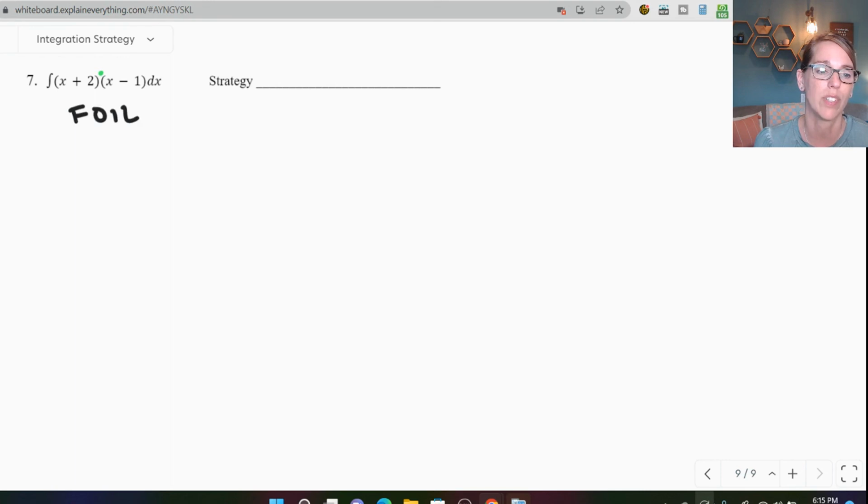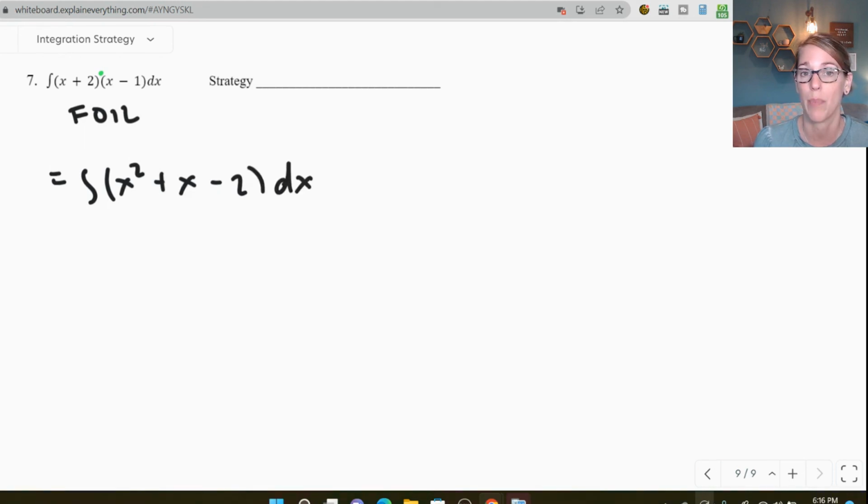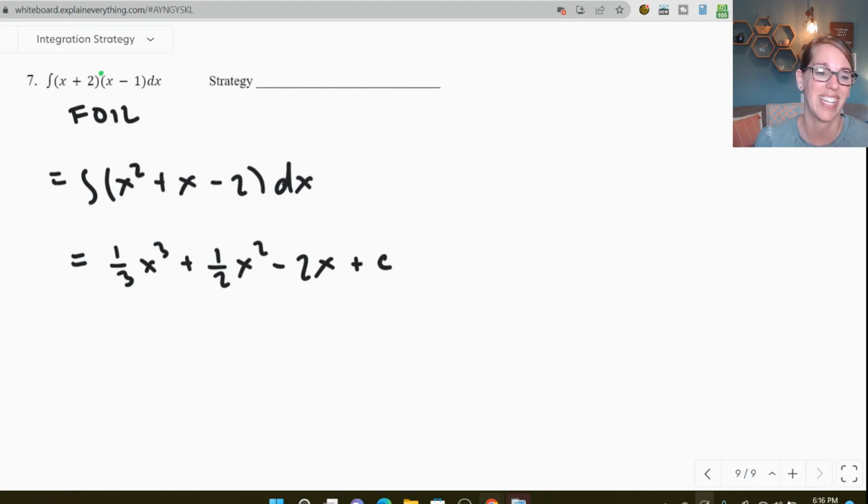Let's multiply it out. As I multiply it out, I get an x squared. Outer is a negative x, inner is a 2x, so that's going to be plus x minus 2 dx. Just a really nice power rule on each of these terms. X squared becomes a 1/3 x cubed. X to the first becomes x to the second with a 1/2 out in front, so x to the second minus 2x, and then of course plus c.